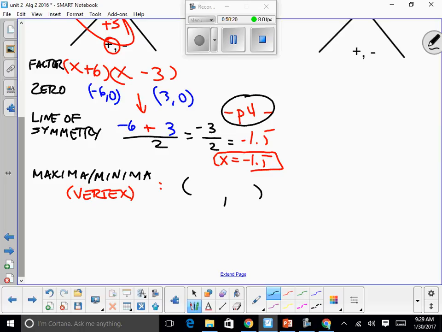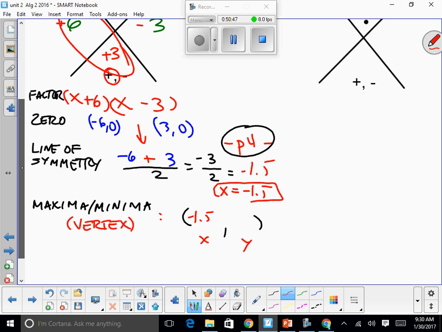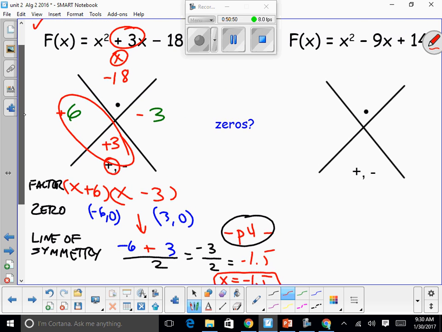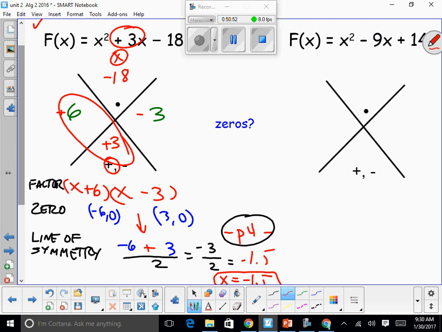Remember what we did at the very beginning when we punched in our calculator, we had the parentheses and a -3 and all that. Well, this is it. In other words, I'm going to go back to whatever the original problem was for this one. There's the original problem. Wherever I see an x, I'm going to take this -1.5 and put it in, and it'll spit out an answer. And that will be my y.